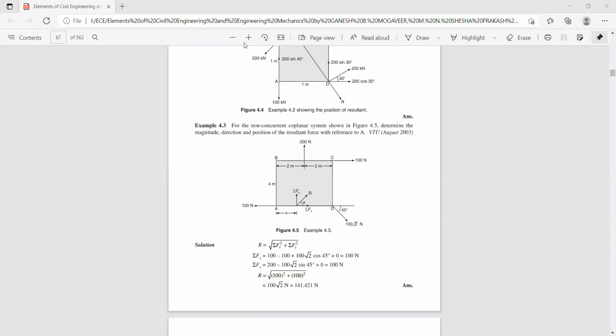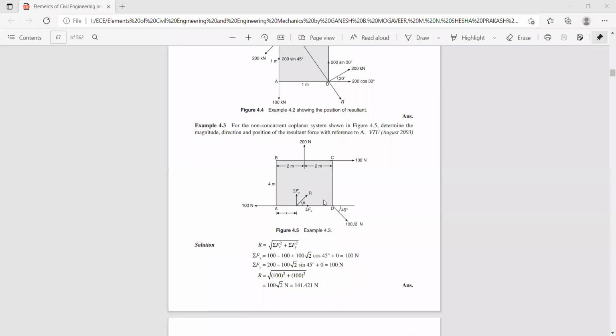So next, sigma MA is 100 into 0. Next, minus 200 into 2. And this is 100 into 4. It creates a clockwise moment.